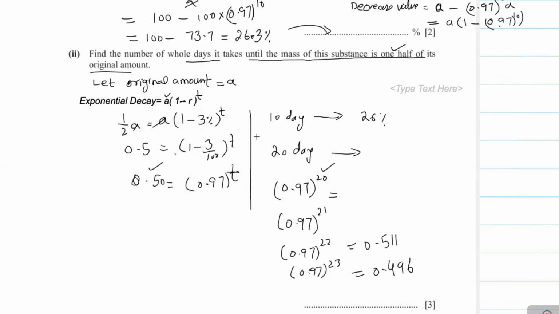It means if we take 23 days, the mass of substance is 0.496 of its original amount. Time is 23 days because in 23 days, the total mass decays more than half of its original amount.